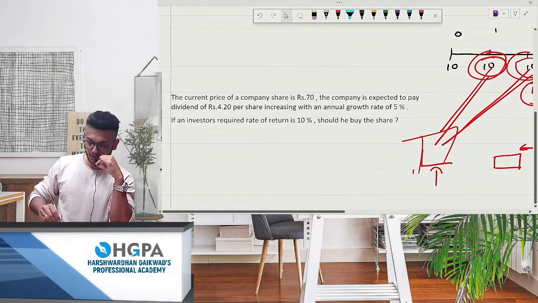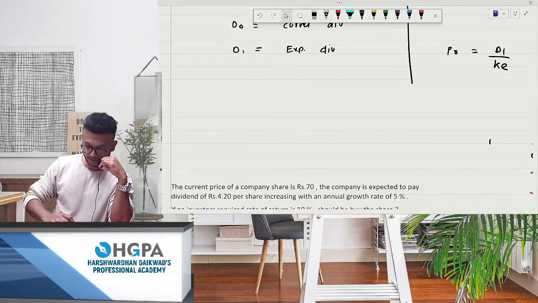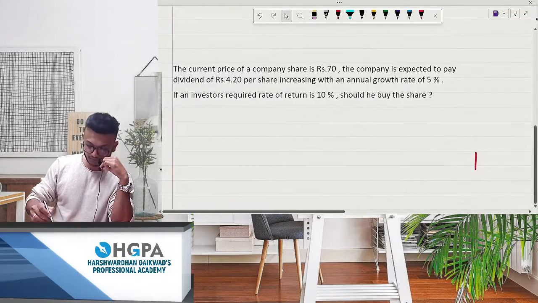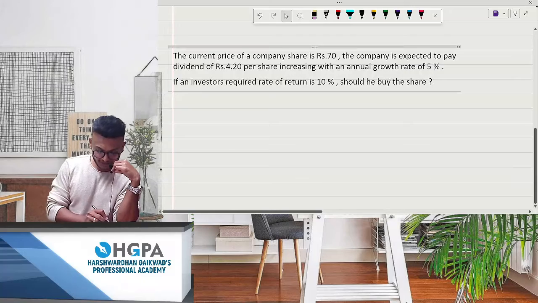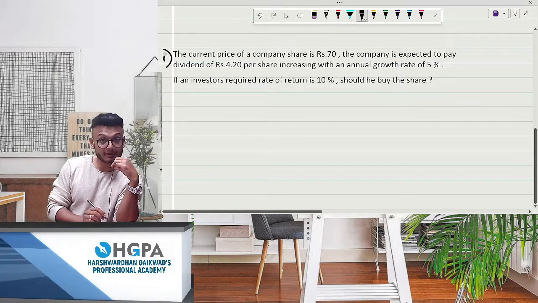Okay. Now, we'll do one thing. We'll go through some sums. I hope you'll understand this. Pay attention. Okay. Chalo. Number 1. Very, very simple sum. Very simple sum. Okay. These are all your basics from your CMA intermediate.